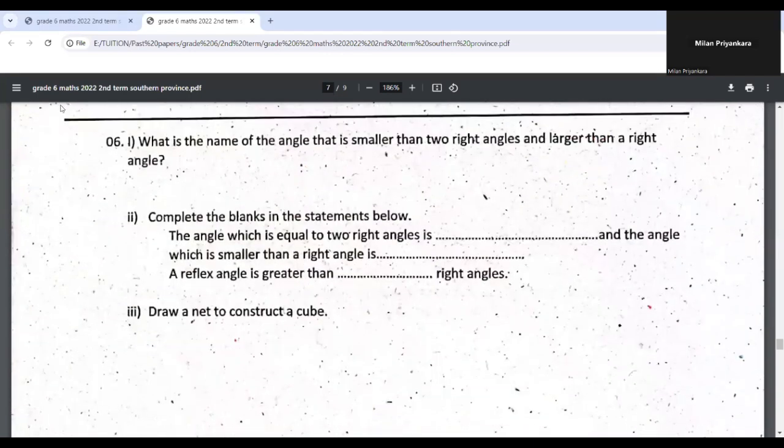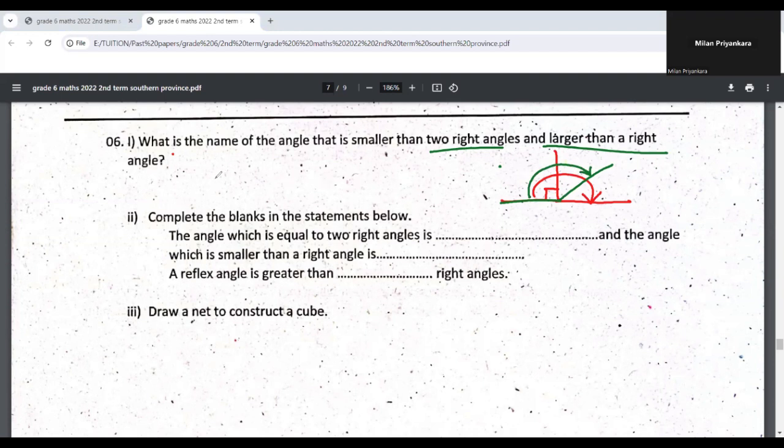So let's go to question number 6 here. What is the name of the angle that is smaller than two right angles and larger than a right angle? A right angle is something like this, and two right angles is going to be something like this. If you get something in between these two, that means greater than one right angle and smaller than two right angles. So this angle will be that. The name of this angle is obtuse angle.